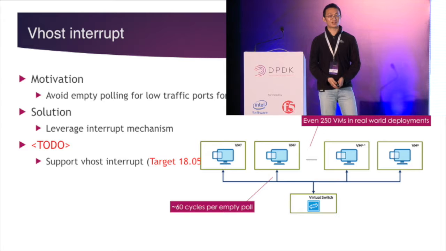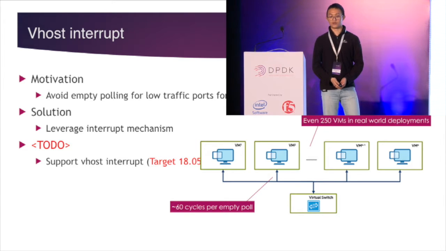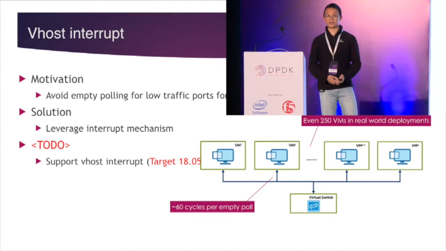And it's not just for power efficiency, but I think interrupt can also be very critical for performance, because we really observed in real cloud deployment over 250 VMs being deployed on one server. And we know that not all the VMs will be active, at least in network.